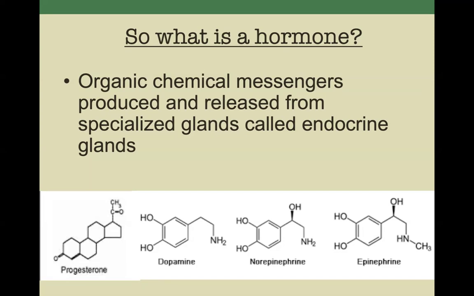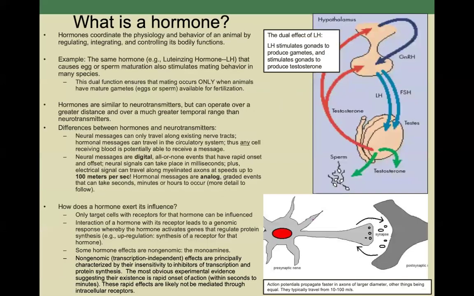Some effects produced by a hormone are caused by intracellular cascades involving the nucleus of the cell, transcription of genes, and translation of proteins. Other short-lived non-genomic effects occur as well, without the need for transcription or translation. Hormones coordinate the physiology and behavior of an animal by regulating, integrating, and controlling its bodily functions.